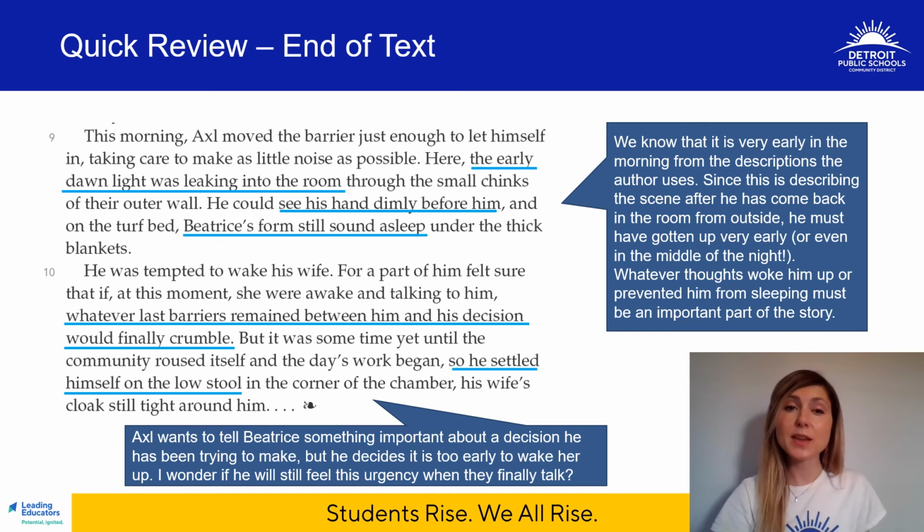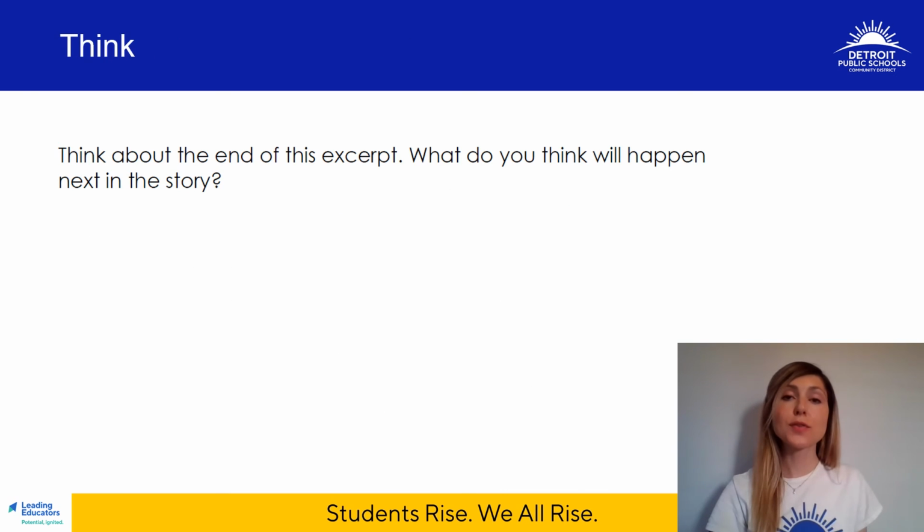We also noted here that he wants to tell his wife Beatrice something about an important decision that he's been trying to make, but he decides that it's too early to wake her. I wonder if he'll still feel the sense of urgency when they finally talk. You can tell that he's sitting there and he wants to say something, yet he's being nice and allowing her to sleep. Maybe he wants her to feel rested when he finally tells her this decision. We'll see.